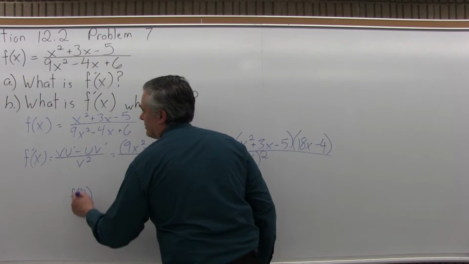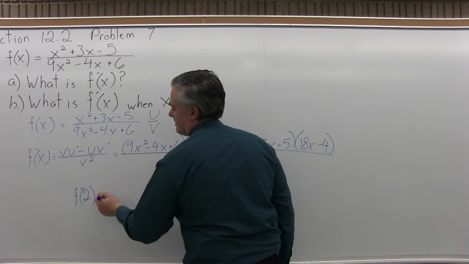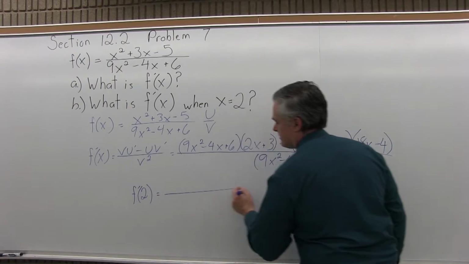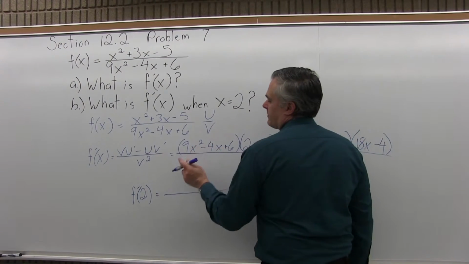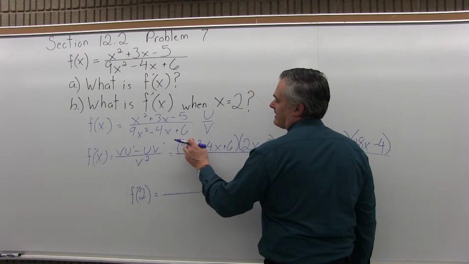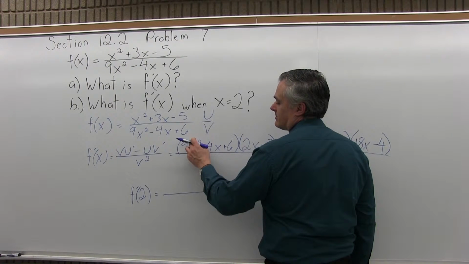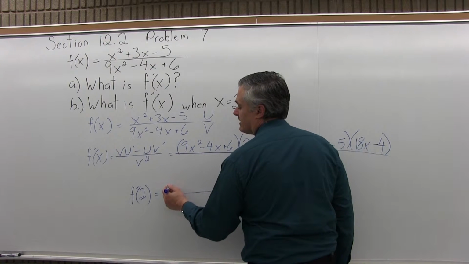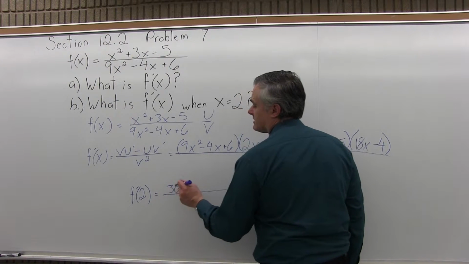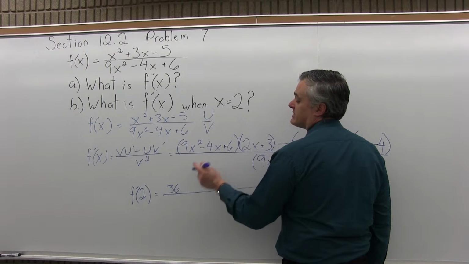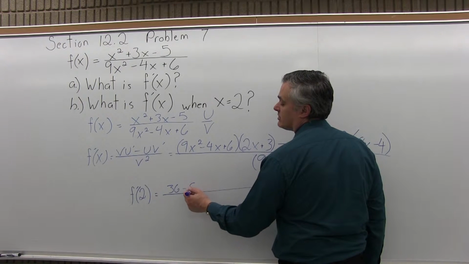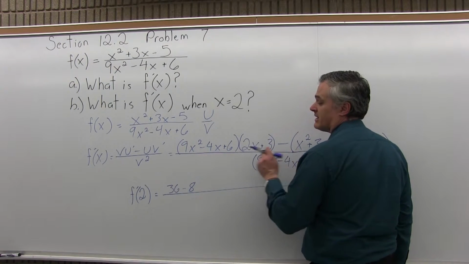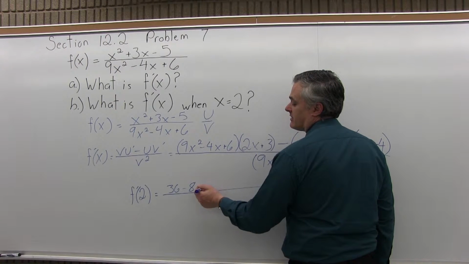f prime of 2 for part B equals, so in this parenthesis here, I'm going to have 9 times 2 squared. So 2 squared is 4 times the 9 in front is 36. Then minus 4 times x becomes minus 4 times 2, which will be 8, minus 8. And there's a plus 6 on the end.